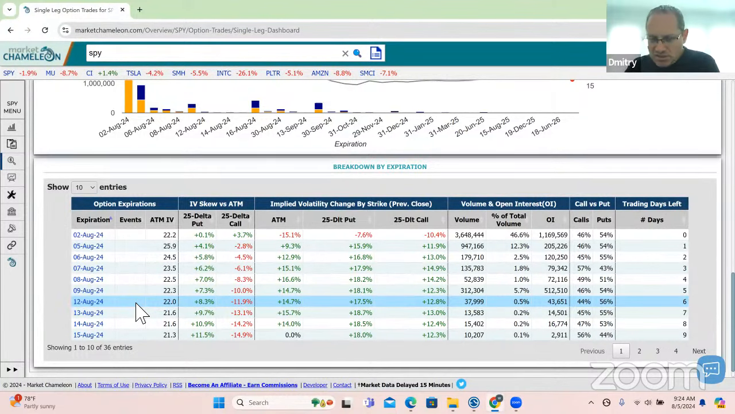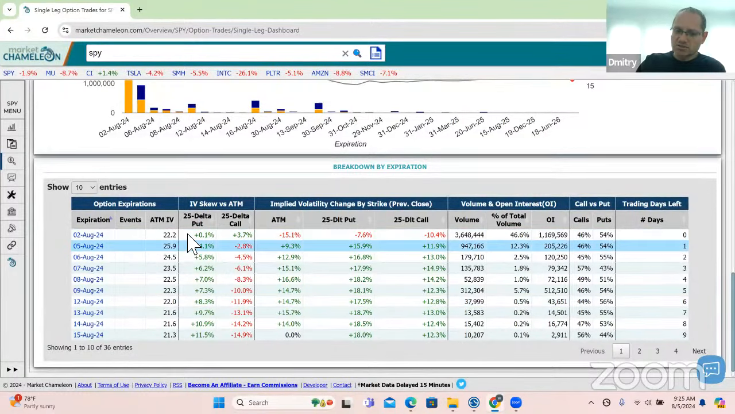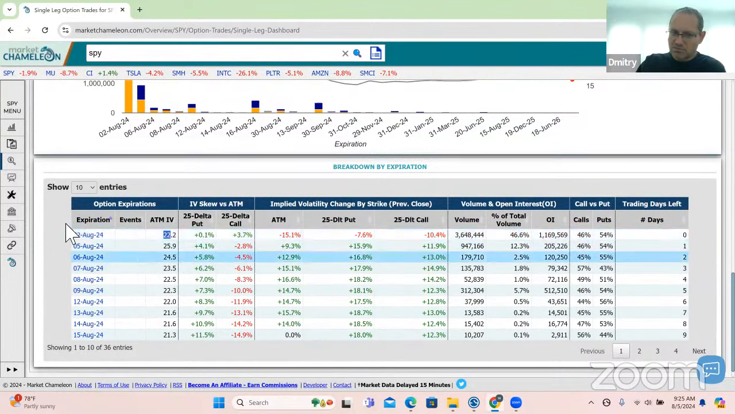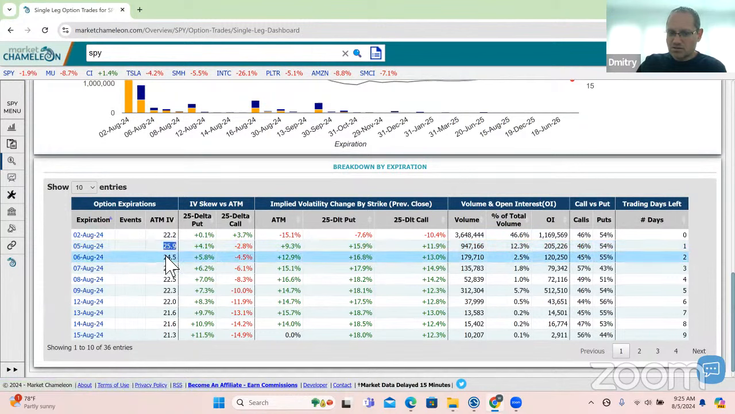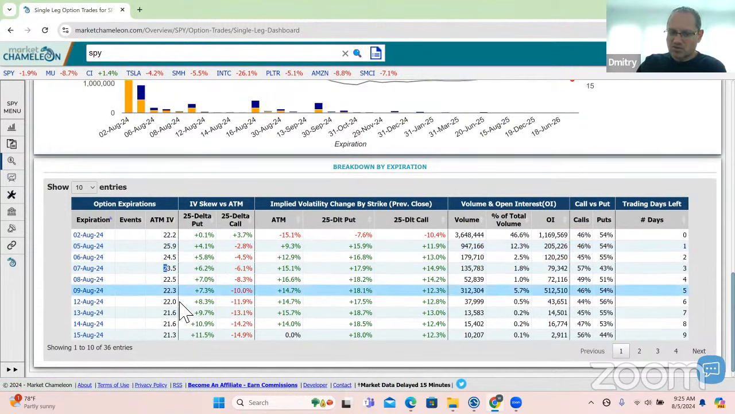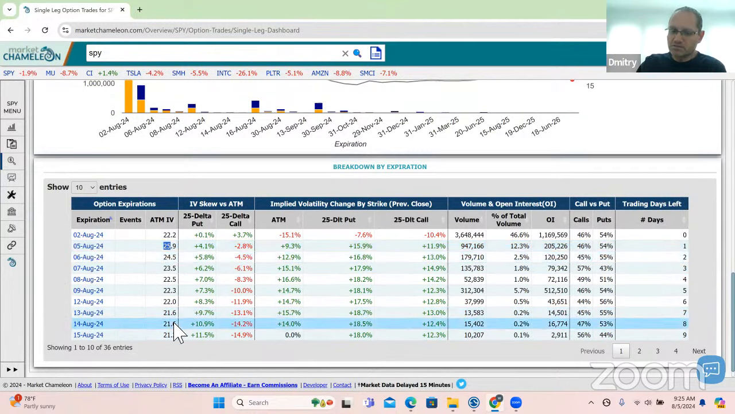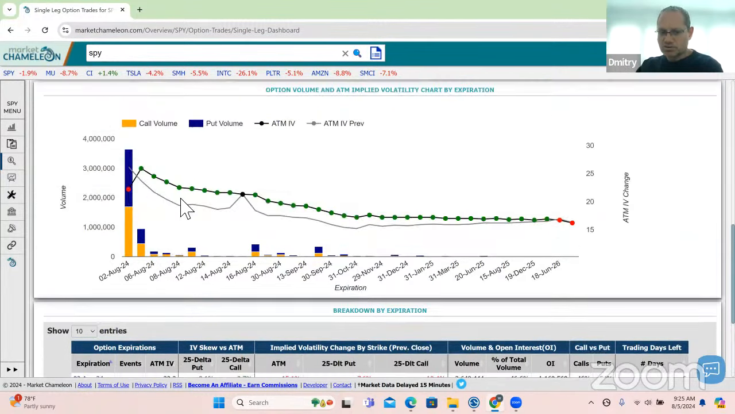The next thing is we see what the at the money implied volatility is for that particular option. So you could see here, August 2nd, that one already expired, so it's done. But August 5th, 6th, 7th, you could see the at the money IV. And if you just scan it, you could eyeball what it's doing. Same thing here as in the graph.